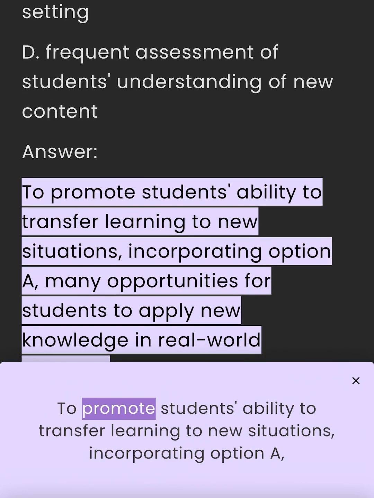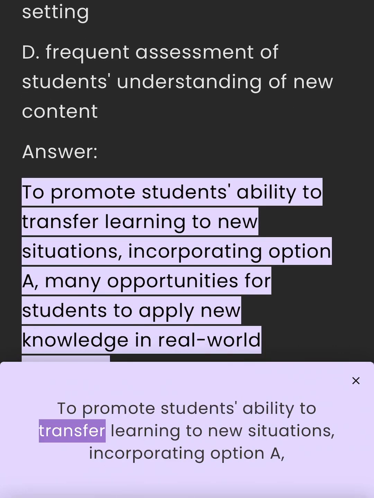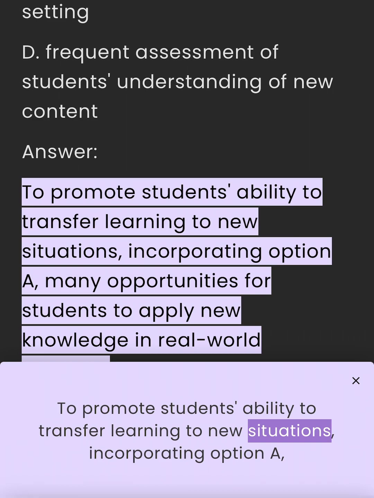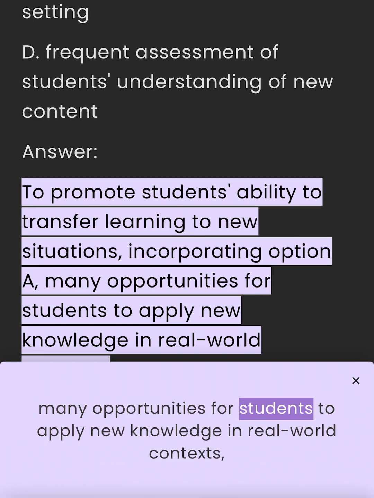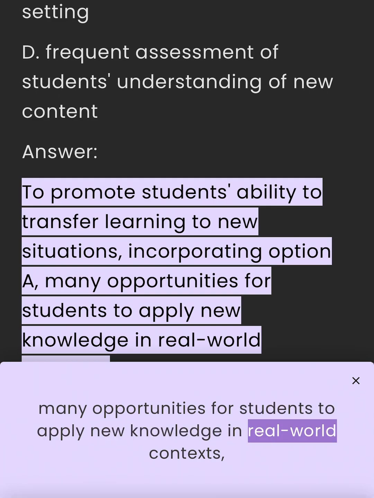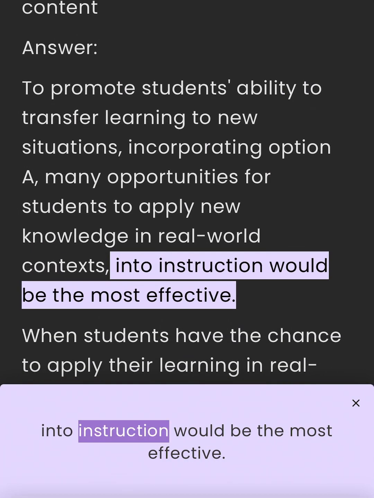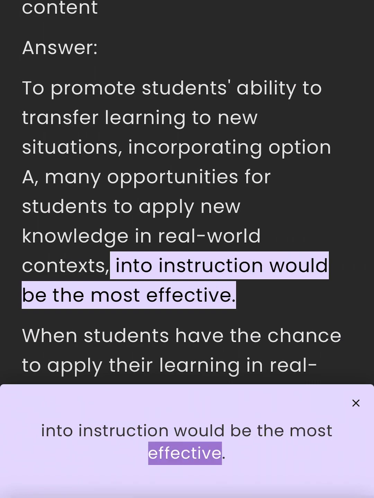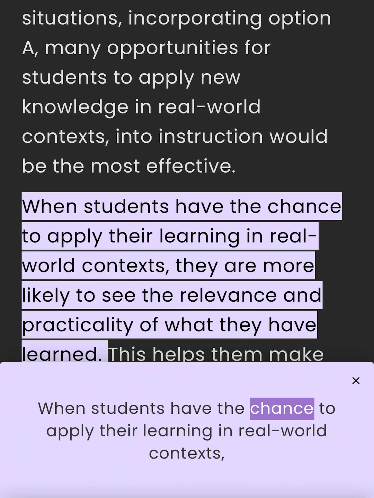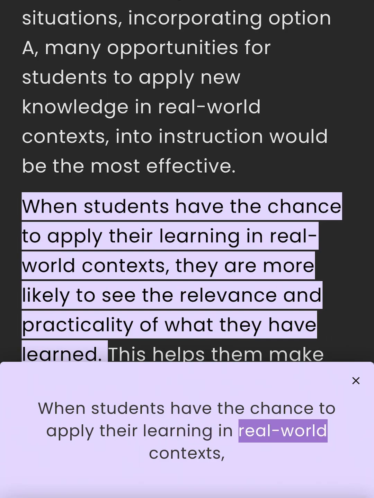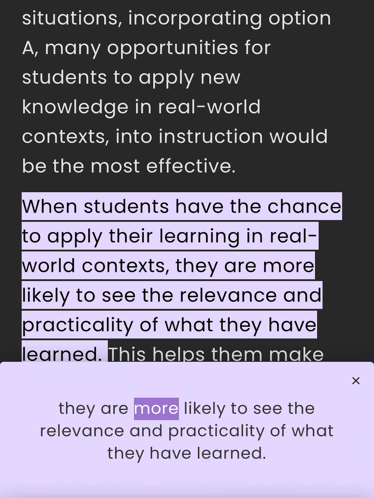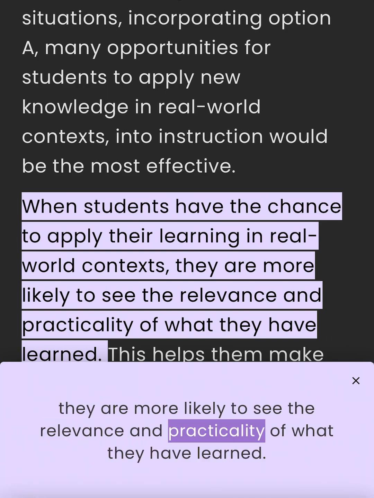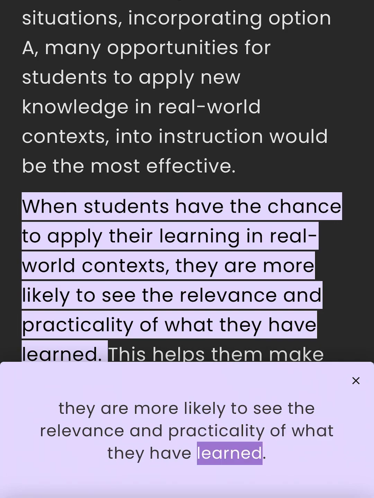Answer. To promote students' ability to transfer learning to new situations, incorporating option A, many opportunities for students to apply new knowledge in real-world contexts, into instruction would be the most effective. When students have the chance to apply their learning in real-world contexts, they are more likely to see the relevance and practicality of what they have learned.